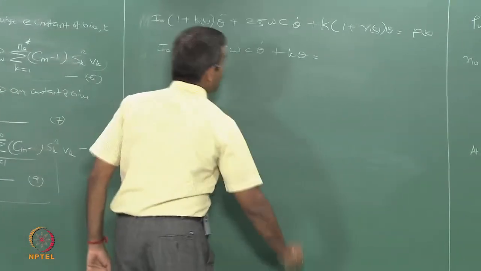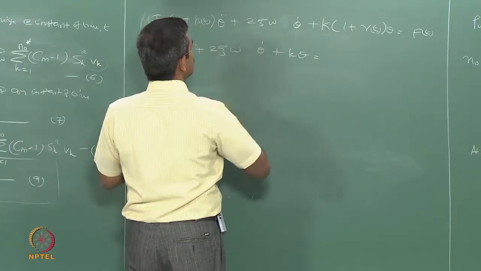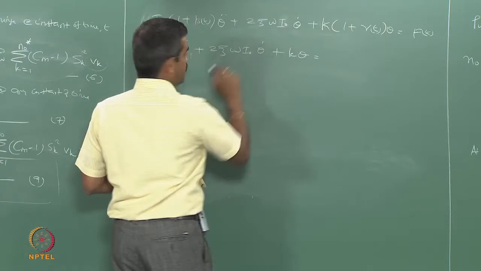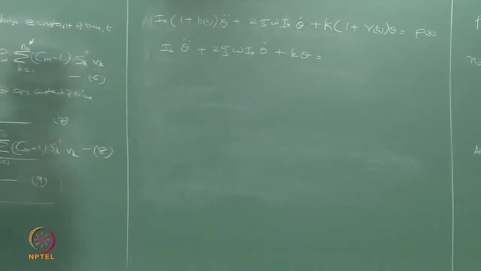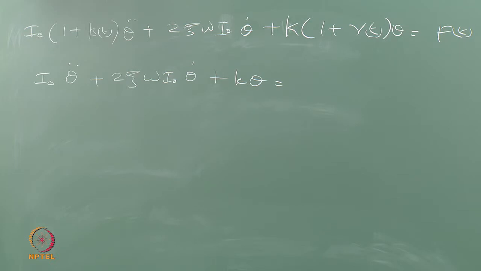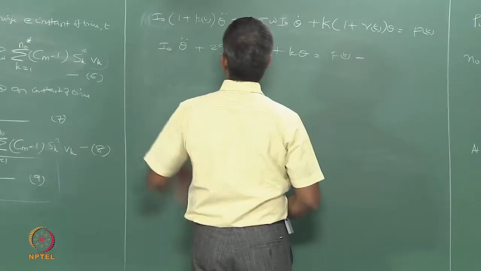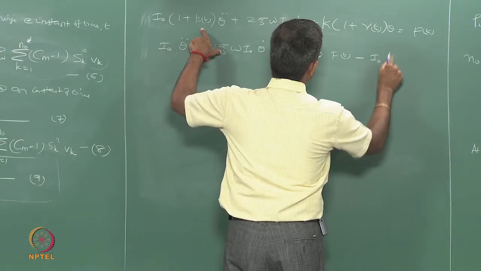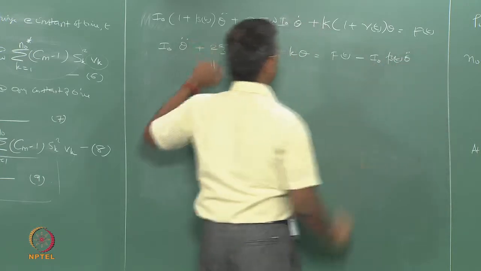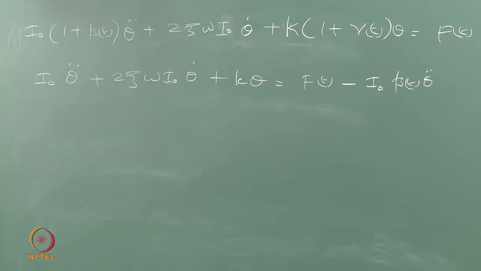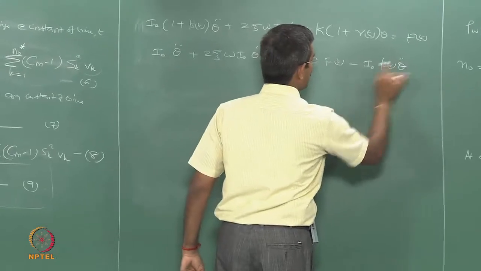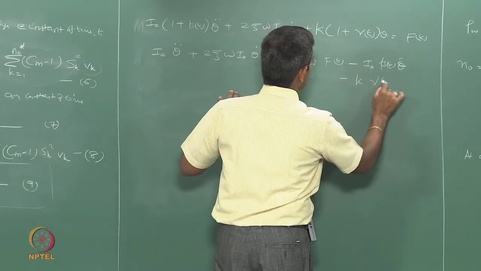2 zeta omega, please make a correction here, it is I naught, is it not? Am I right? So, it is a classical equation of motion where the remaining terms are taken to the right hand side, which of course is Ft, minus I naught beta of t theta double dot, minus k nu of t theta.